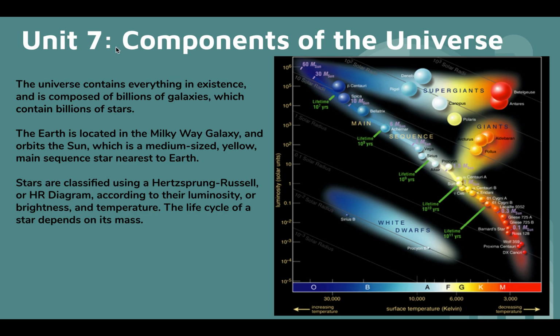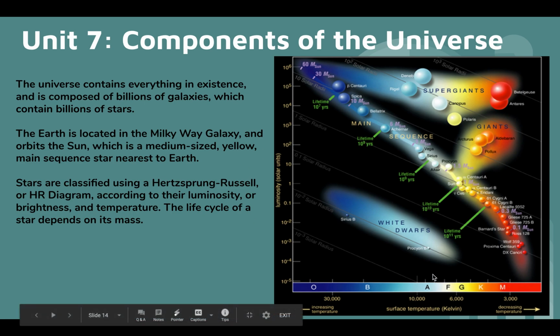In Unit 7, we learned about components of the universe. So we learned that the universe contains everything in existence and is composed of billions of galaxies, which contain billions of stars. The Earth is located in the Milky Way galaxy and orbits the Sun, which is a medium-sized yellow main sequence star nearest to Earth. Stars are classified using a Hertzsprung-Russell or HR diagram, which is pictured here, according to their luminosity or brightness.